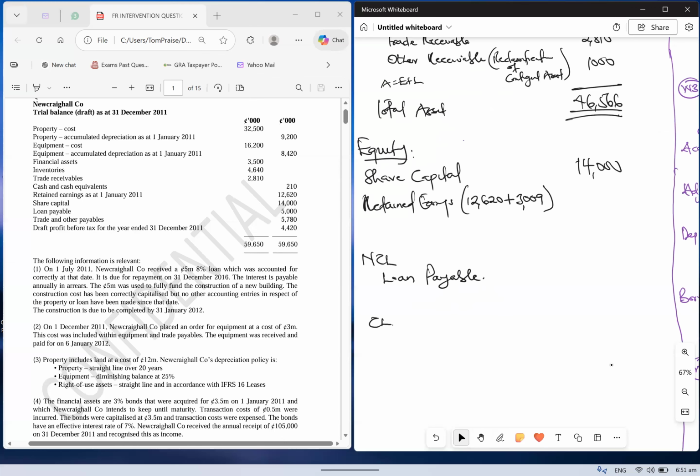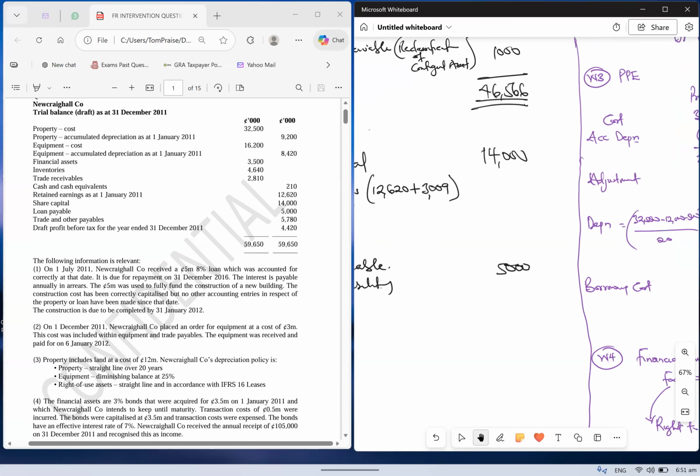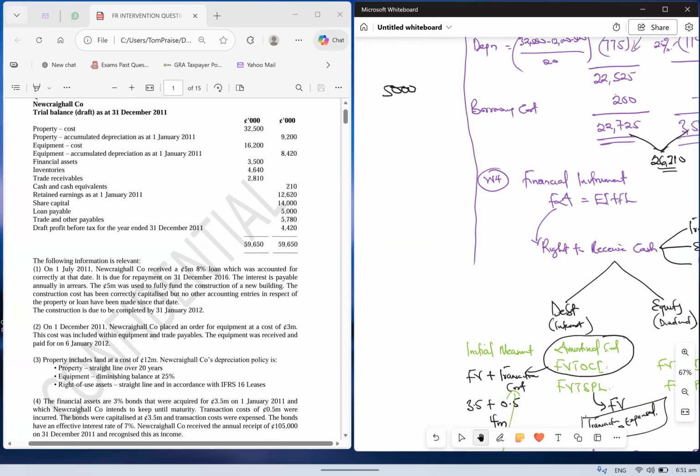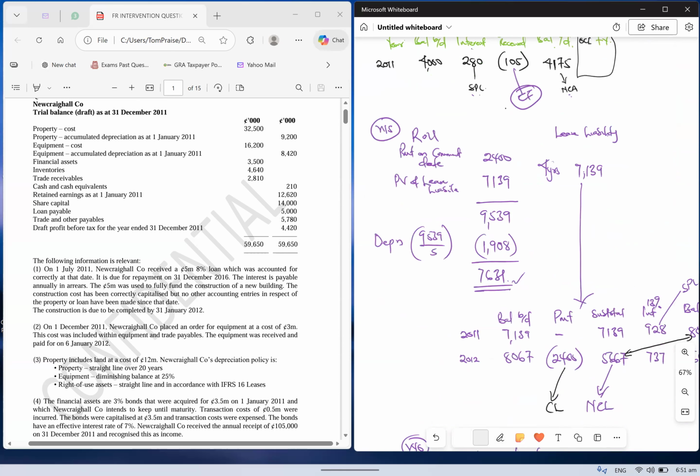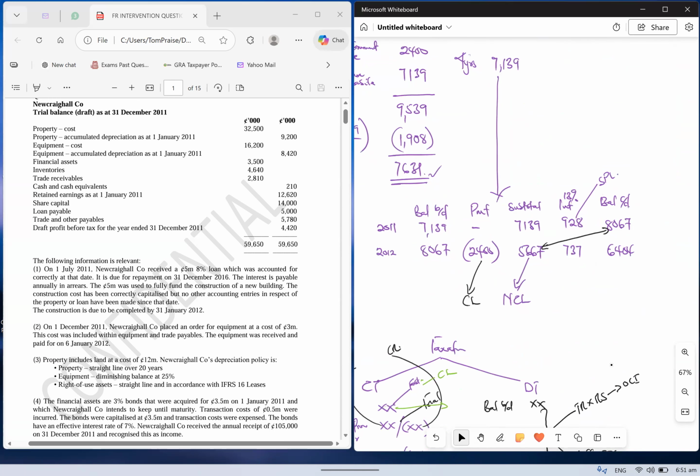Then we also have from the lease. So the borrowing cost is done here. Then the lease liability. What was the workings for the lease liability? The NCL for the lease liability. This is it. 5,667.